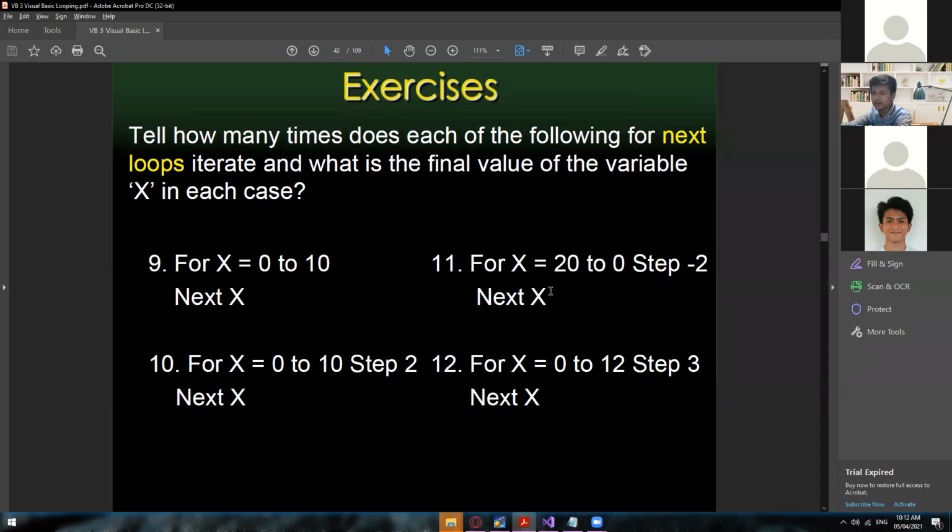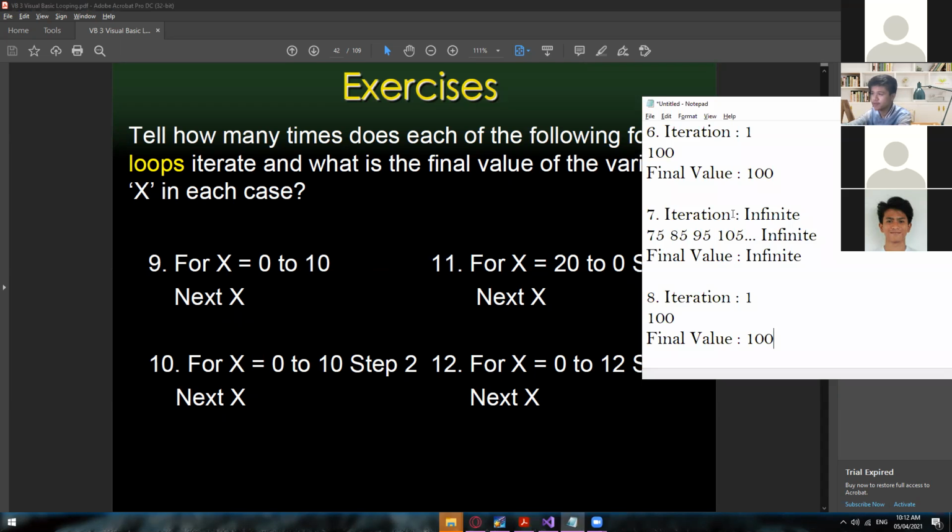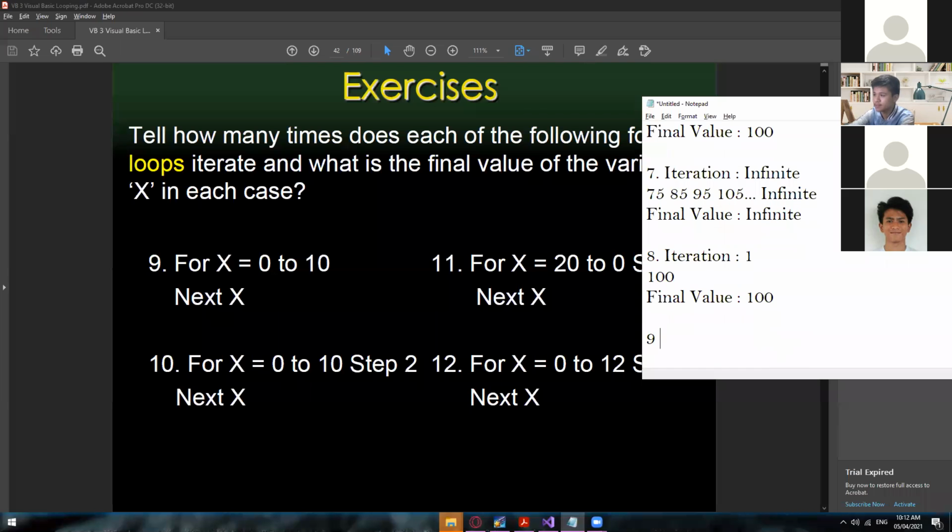All right. Moving on, we have here number 9. For x is equal to 0 to 10, next x. This one is very straightforward. For number 9, how many times will this iterate? If we didn't declare the step value, whether by 1, by 2, by 0.5, etc., then by default, in a for next syntax, this will increment by 1. So the question here is how many times will this iterate?